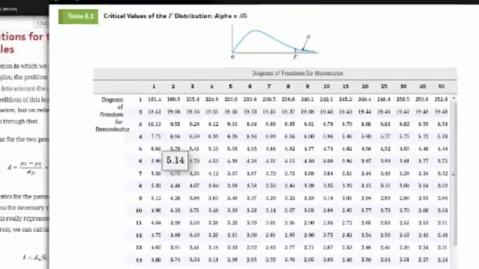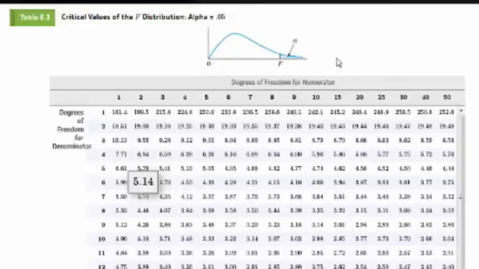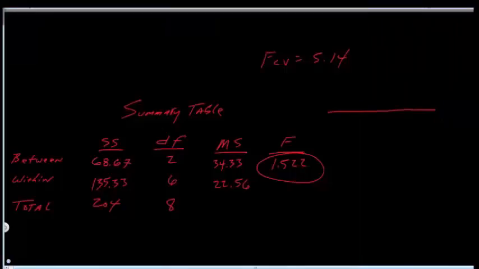And as this shows, the F distribution doesn't really look like a normal distribution, of course, because it's a different distribution. It typically tapers out a lot. It's really like a one-tailed distribution that goes to the right. And our critical value is 5.14. And our F is 1.522. This means we do not reject the null hypothesis, because the null hypothesis is that there's no difference between the groups.